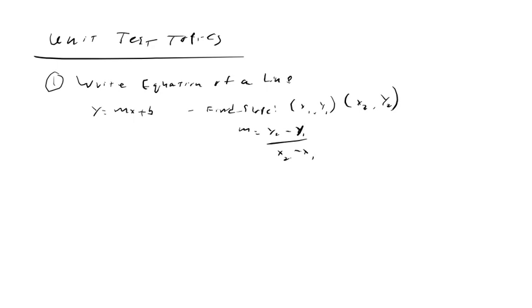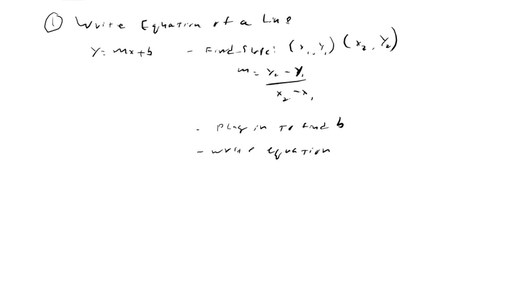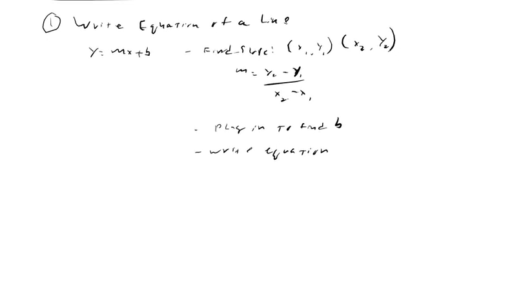Find the slope. You need to plug in to find b, and then write your equation. Remember how to write the equation of a line. Real simple. You've been doing it a lot. Should be a quick review. Write the equation of lines.